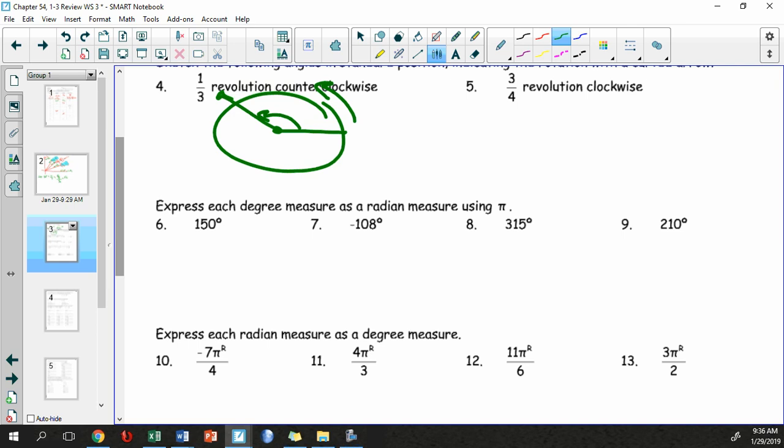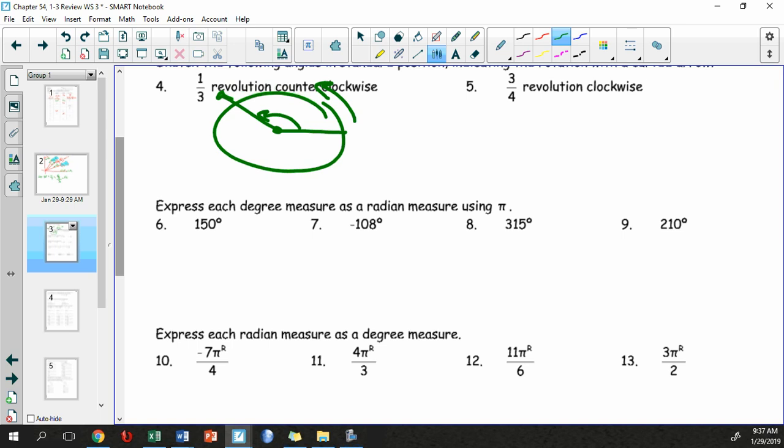Yep, I'm not going to do them all. You guys are nuts. Okay, problems 6 through 9. I cannot tell you, this is the most basic thing that there is. Express each degree measure as a radian, using pi.